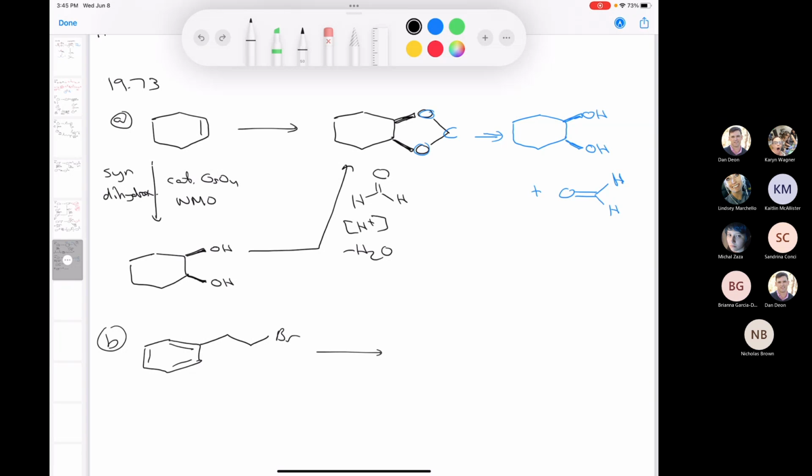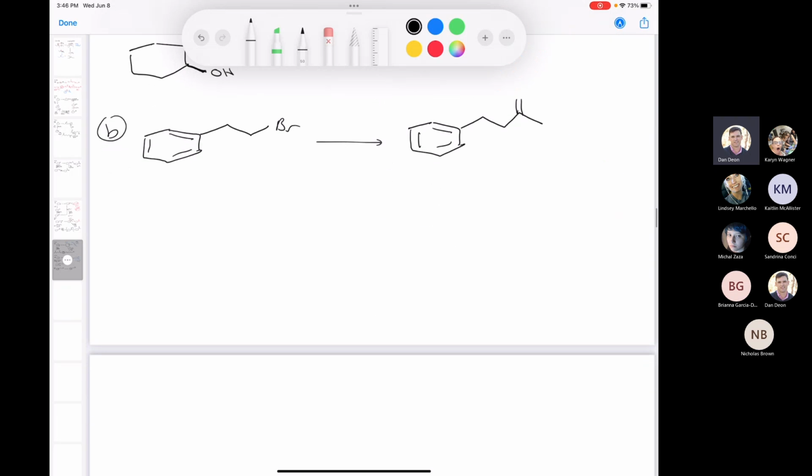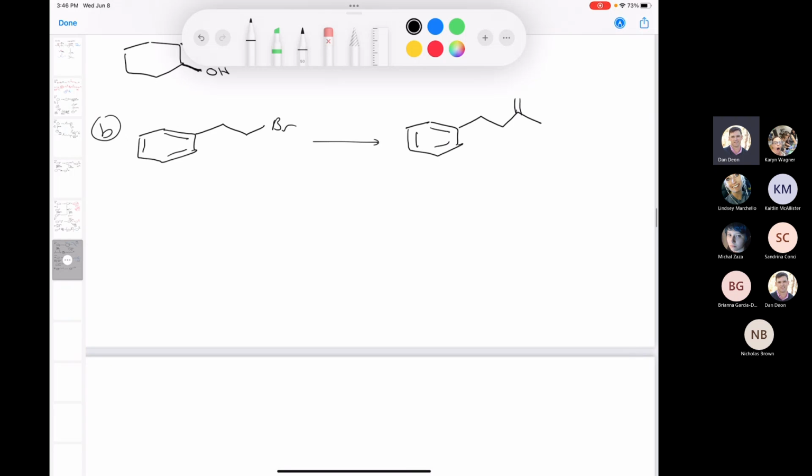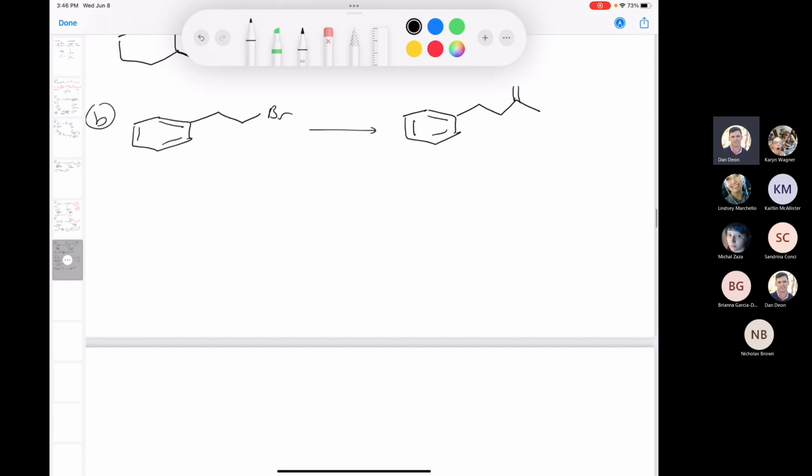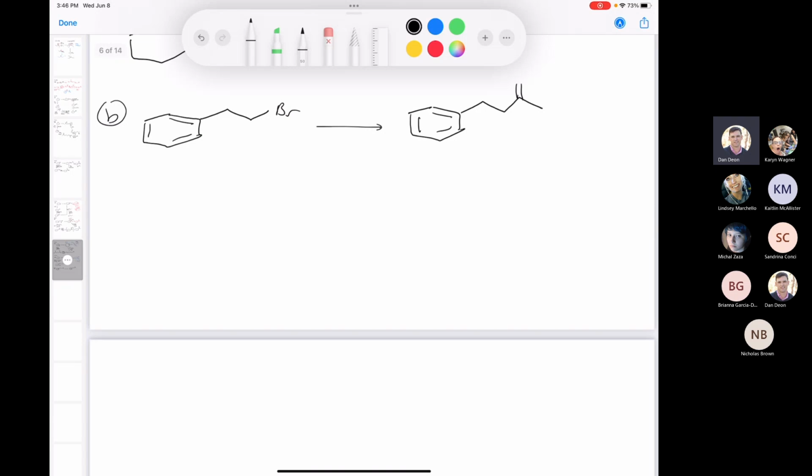Let's see here. So we want to add 1, 2, 3, 4. There we go. In a methylene like that. This one, I had to stare at it for a second before I was like, oh, okay. There's kind of a key step in this one, in my opinion, based on what we know.